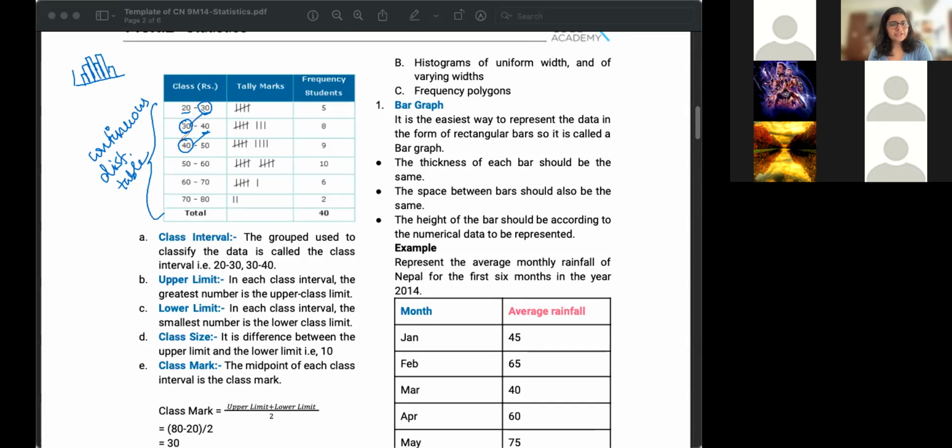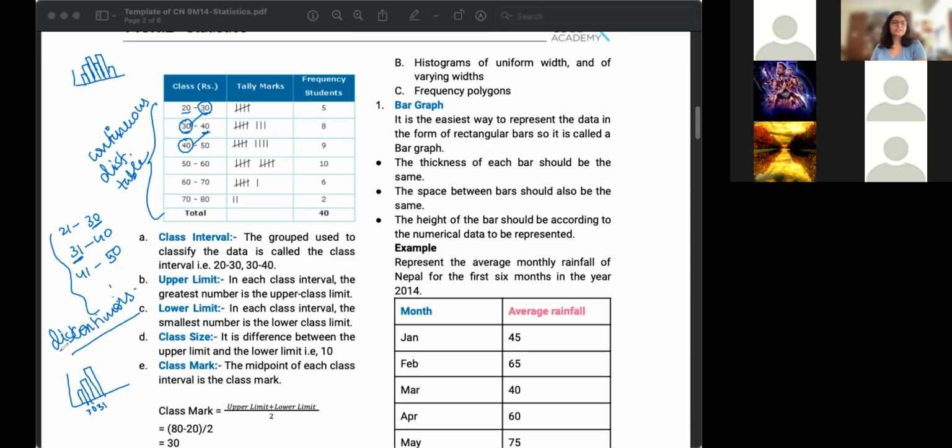Now, instead of 20 to 30, suppose I take 21 to 30, then 31 to 40. It ends at 30 and I'm taking the next from 31 onwards, then 41 to 50 and so on. This sort of distribution is called a discontinuous distribution table. Again, the names are self-explanatory. This one is continuous because the classes stick to each other; here a small gap has come in, that's why it's called discontinuous. If you look at the graph, it ends at 30 and the next starts from 31 onwards.